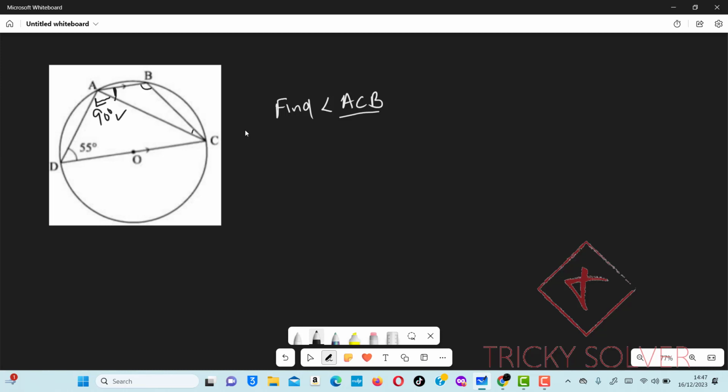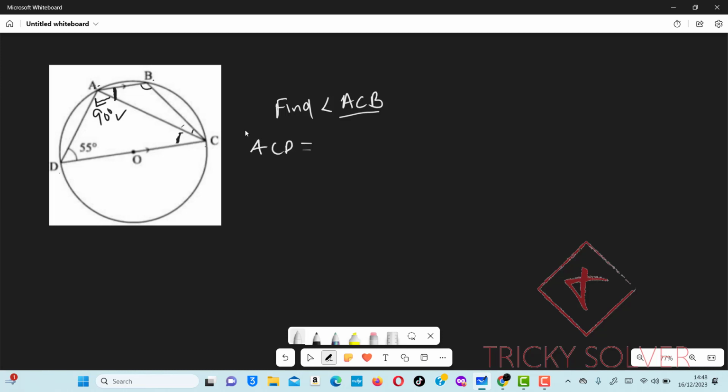Now, the second angle is angle CAB. Now, you can also see that line AB is parallel to line DC. Therefore, angle ACD is alternate to angle CAB. So once we get ACD, then we can also get CAB. So let's start with ACD.